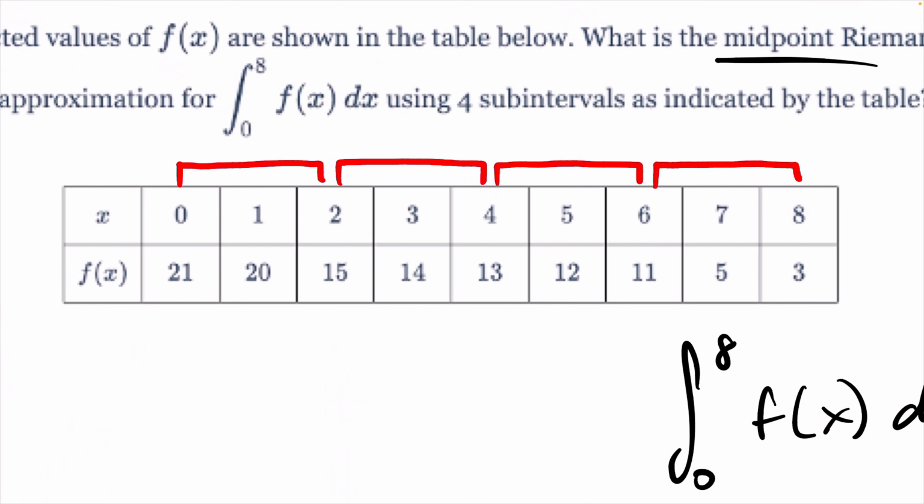And then what's going to determine the height of each? The middle. So this is going to be a 2 by 20. 2 times 20. The next one is 2 by 14. The next one is 2 by 12. And the last one is 2 by 5. Multiply and add.